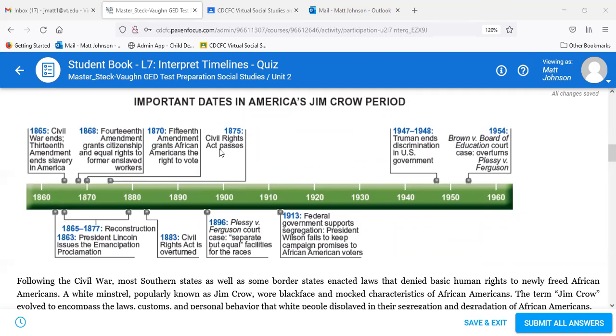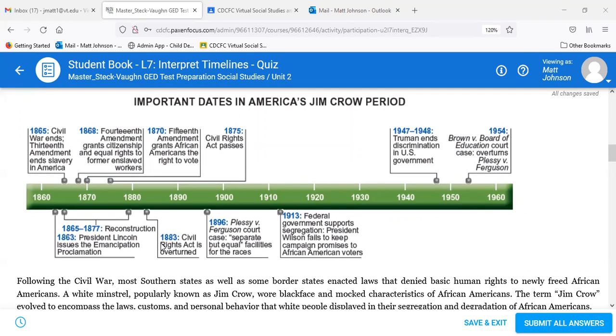1875, Civil Rights Act passes. And you see this trend, right? All that's pretty good stuff. You're thinking, okay, making progress. It's trending up. But then 1883, the Civil Rights Act is overturned.